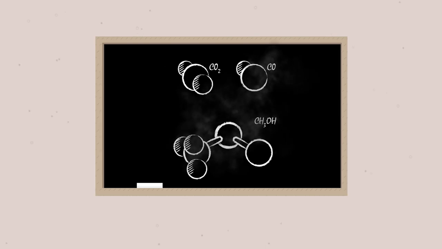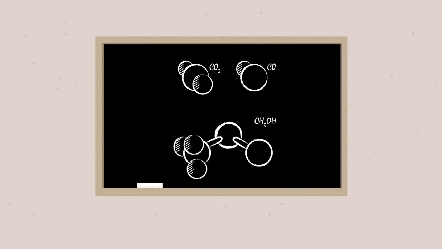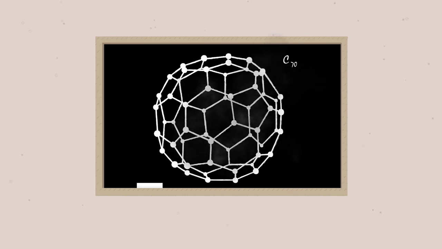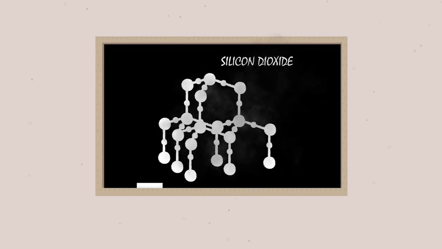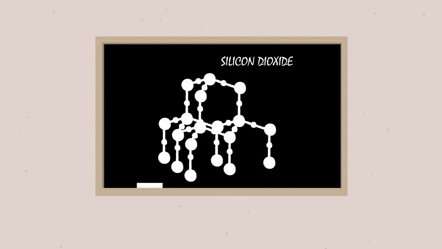Carbon dioxide, carbon monoxide, and methanol are all small molecules. Organic molecules form covalent bonds between hydrogen and carbon. C70 is a fullerene, a carbon molecule shaped like a rugby ball, closely related to the Buckminster fullerene. Silicon dioxide is a giant covalent structure just like diamond, but has oxygen atoms bridging between four-coordinate silicon atoms. Hopefully, you now feel confident identifying covalent compounds and recognizing their properties.